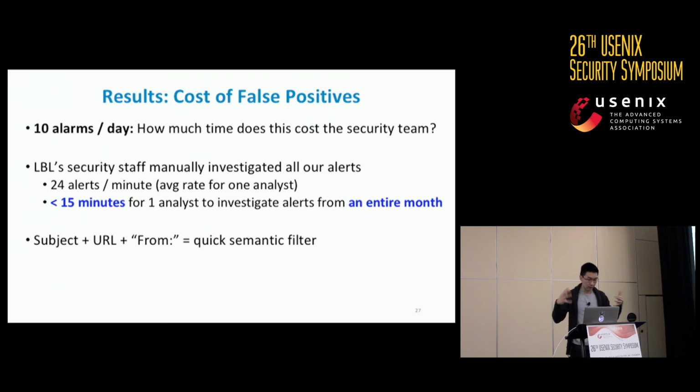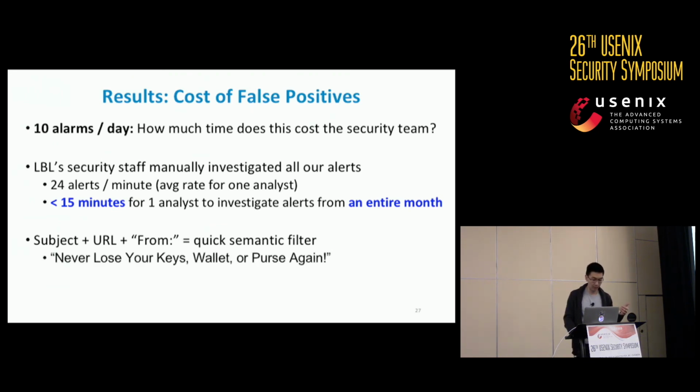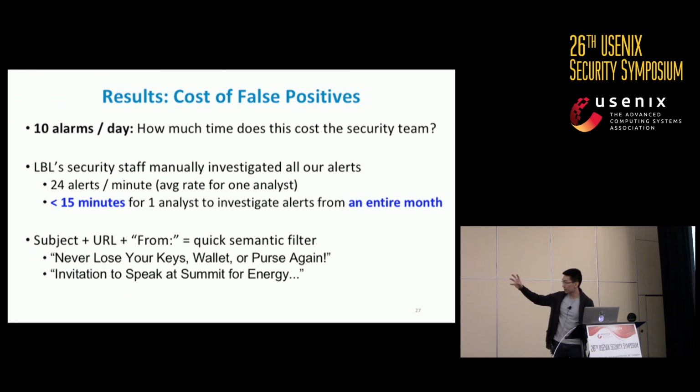And to give us a sense for what that meant, they gave us the subjects of some of these emails, but nothing else. They said, we had a lot of emails that looked like clickbait, like never lose your keys, wallet, or purse again. And they said, that's not spearphishing. It's just not. And there were other emails that are a bit trickier. They had subjects like invitation to speak at some summit. But if you look at the URL, you look at the sender, it turns out to be some page that doesn't really ask for LBL's credentials. And so that's also not spearphishing. And so our alerts actually have this structure where there are a lot of false positives, but they're very easy to process.